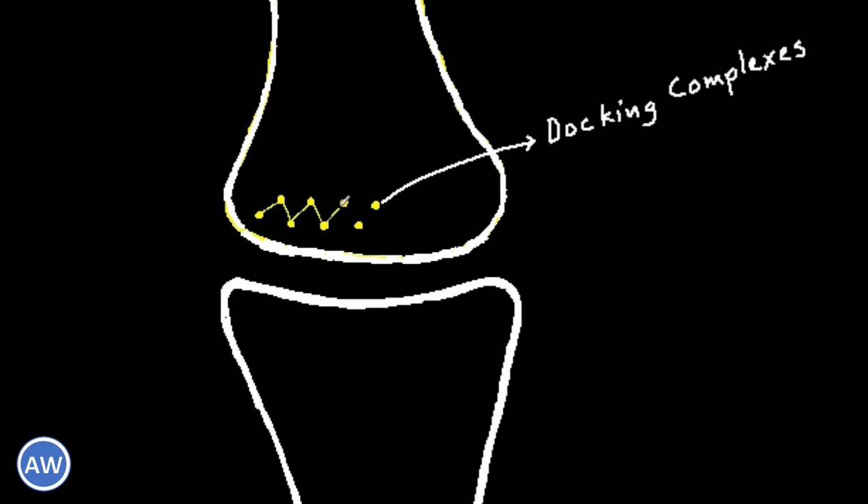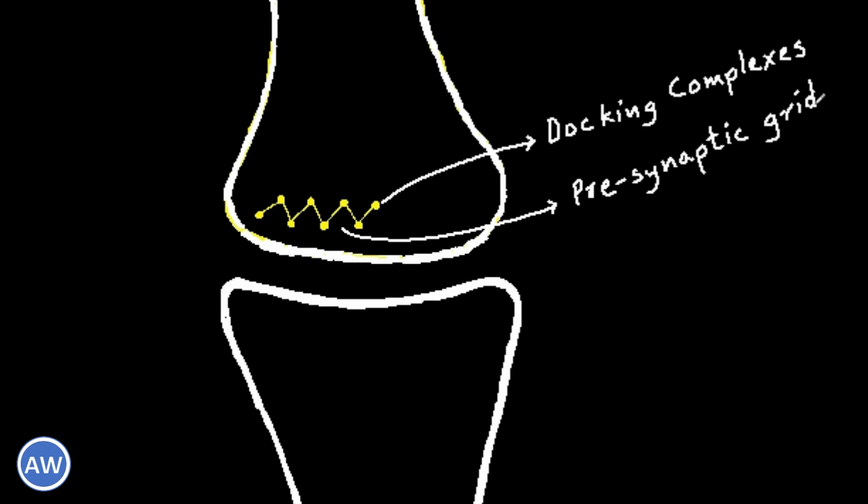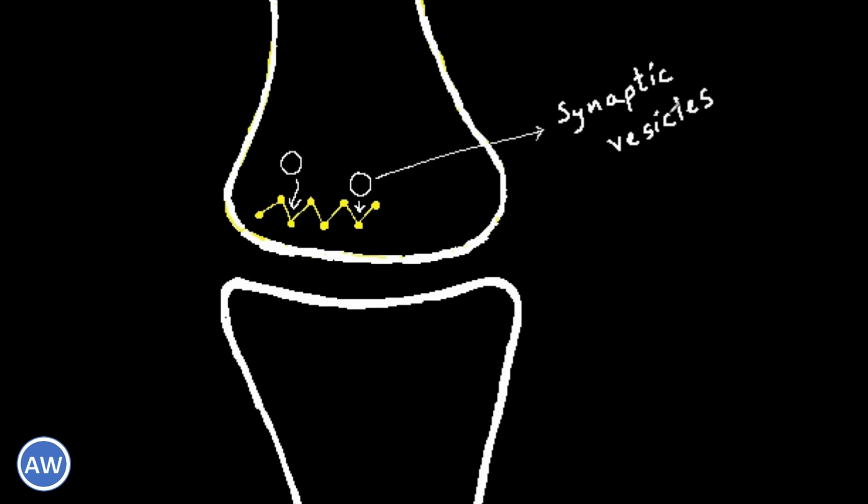Another important component in the presynaptic membrane are some oblong structures made up of protein complexes known as docking complexes. These complexes form a grid-like network called the presynaptic grid and contribute to the submembrane density on the cytoplasmic aspect of the presynaptic membrane. The interstices of this presynaptic grid are just large enough to accept the synaptic vesicles but prevent these vesicles from contacting the presynaptic membrane.